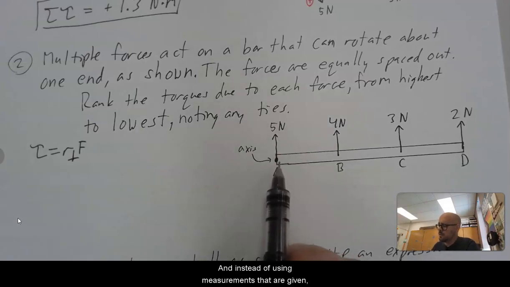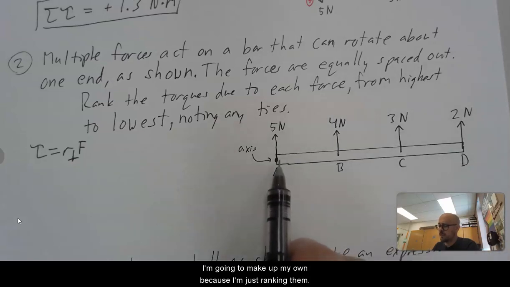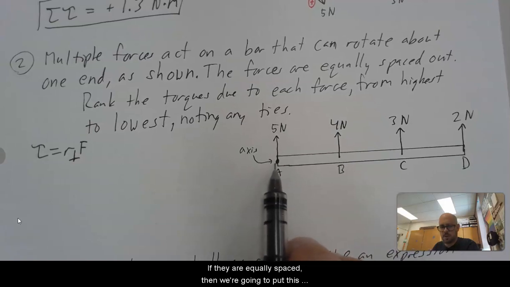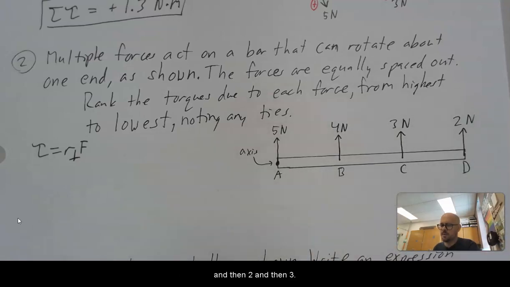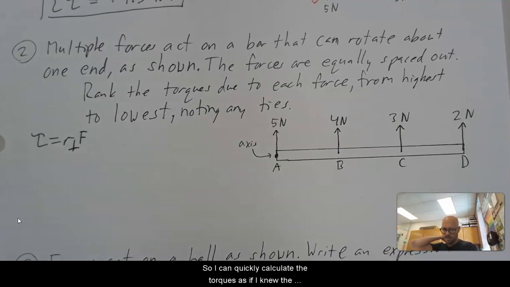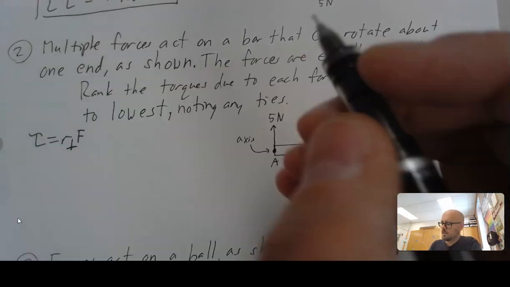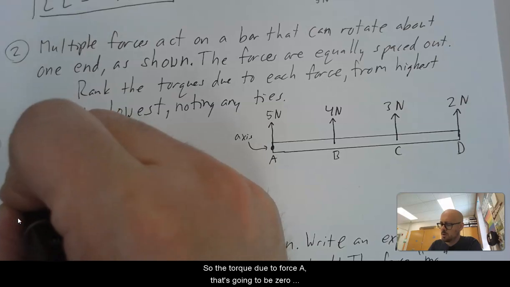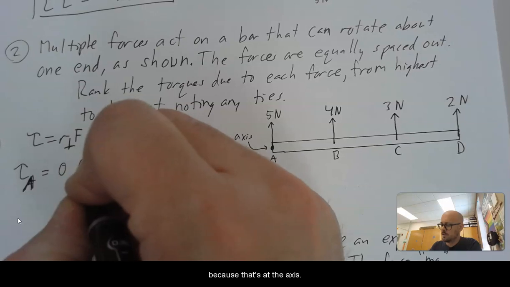And instead of using measurements that are given, I'm going to make up my own because I'm just ranking them. If they are equally spaced, then we're going to put this first torque at a distance of 0, and then 1, and then 2, and then 3. So I can quickly calculate the torques as if I knew the distance, as if it were a 3-meter long bar, and that's it. So the torque due to force A, that's going to be 0 because that's at the axis.